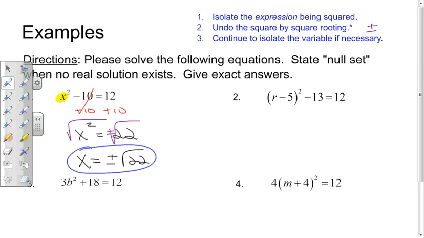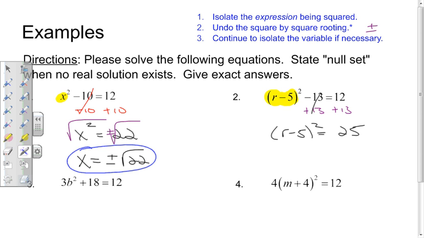So moving on to the next example, where it says the quantity r minus 5 squared minus 13 equals 12. We see here when talking about step 1, it says isolate the expression being squared. Well, that's this r minus 5, the expression being squared. So I will add 13 to both sides to isolate it. I'll get r minus 5 squared, the inverses cancel, equals 25.